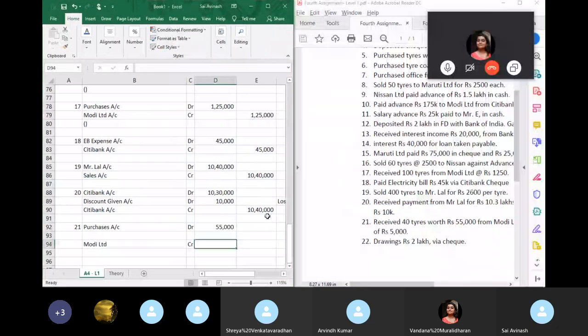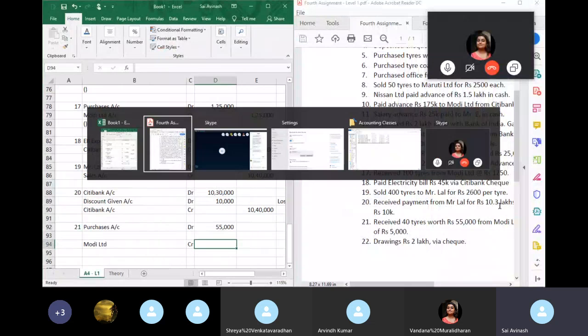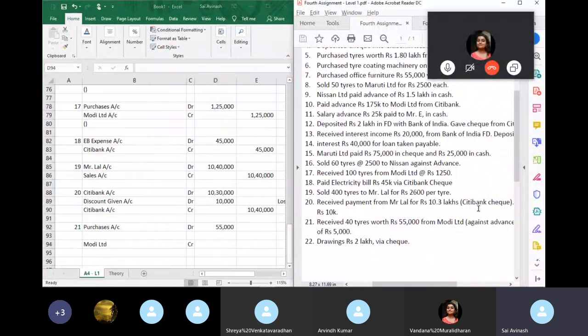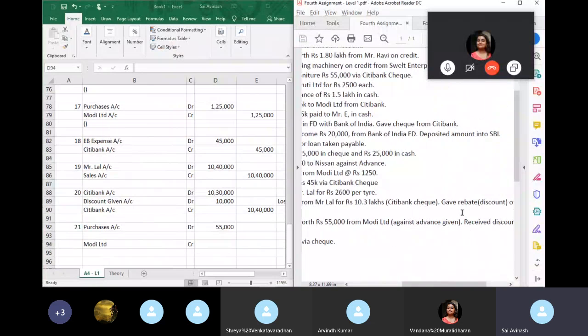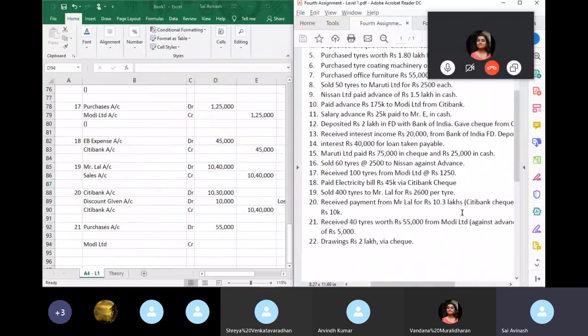Okay. Right. So Modi Limited is giving me 5,000 rupees of an advance. Okay. I'm sorry, he's giving 5,000 rupees discount. So I'm getting this discount when I am purchasing tires. Okay. I'm not getting this discount when I'm making a payment. So this is a trade discount. Okay. So here, this is something called discount received. I'm receiving a discount, right?